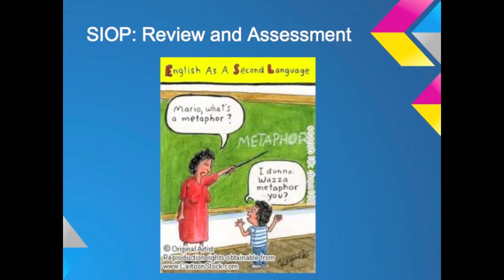Okay, and the last component of SIOP is review and assessment. And I also want to say that the SIOP components don't particularly have to go in this order, because reviewing and assessment you should be doing constantly, whether it's informally or formally. You should all be reading the faces of your students, seeing if they're bored, seeing if they're getting it, seeing if they're understanding it. And I thought that this comic was cute because it says, Mario, what's a metaphor?